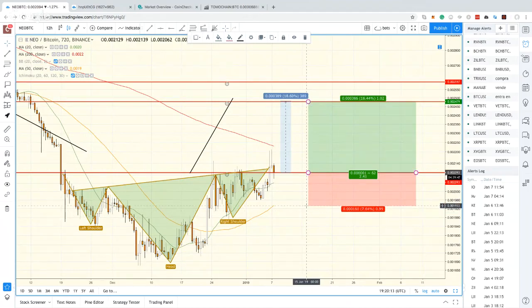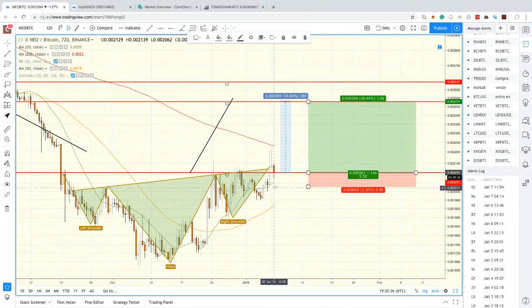There's a lot of strategies for the stop loss. You can set it below the support, below the 20 MA. So right now, if you don't want to risk a lot, you can just set it below the 20 MA in the 12-hour time frame. Sorry.